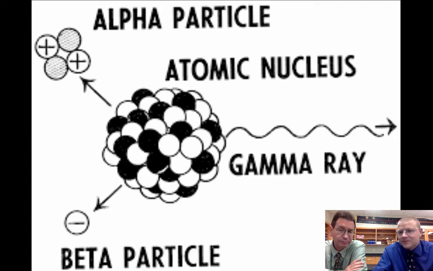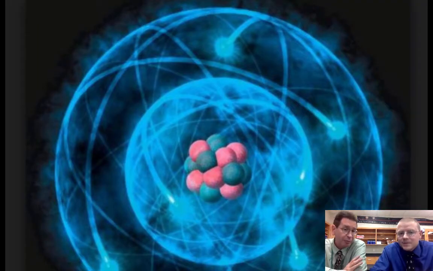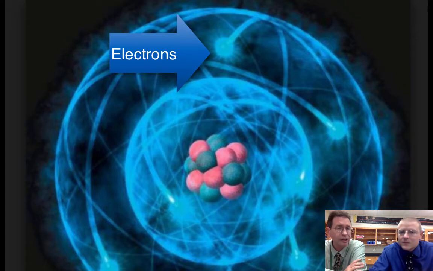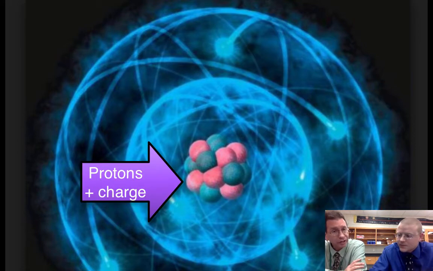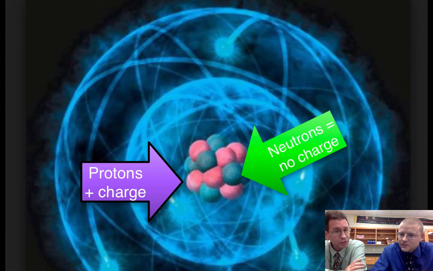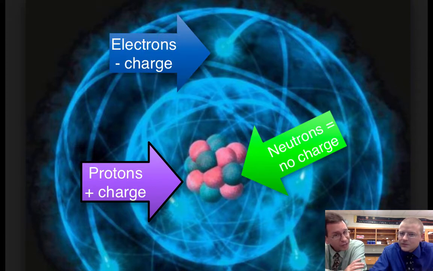So we've got three different ways that an atom can change, and let's first talk about what an atom is made of. All right, this atom in particular is an electron cloud model, and what we see here is you have electrons circling a nucleus that's composed of protons and neutrons. And what do we know about protons and neutrons? We know that protons are positive, and we know that neutrons are neutral. The electrons going around the outside are negative.